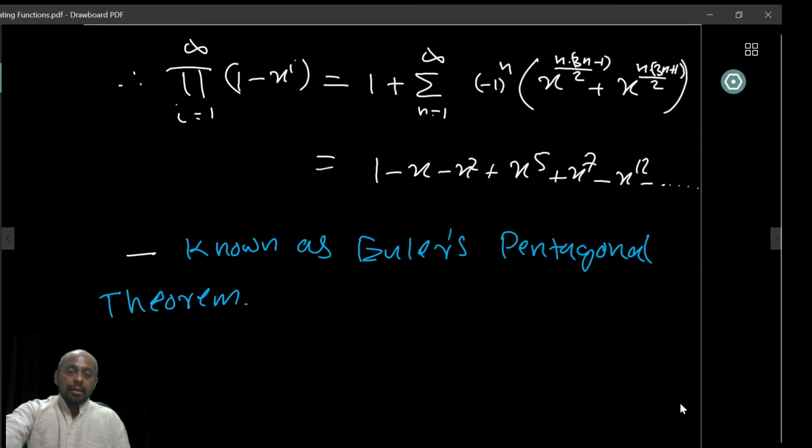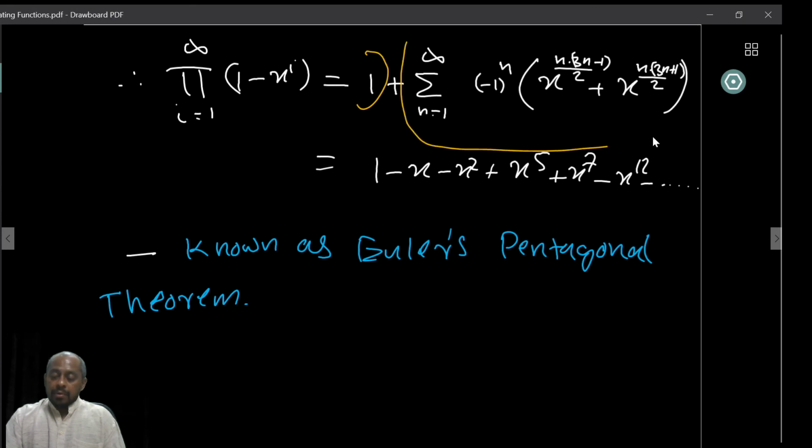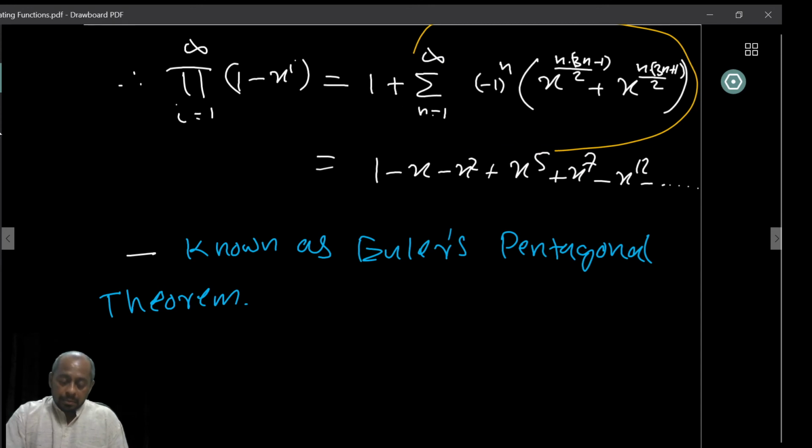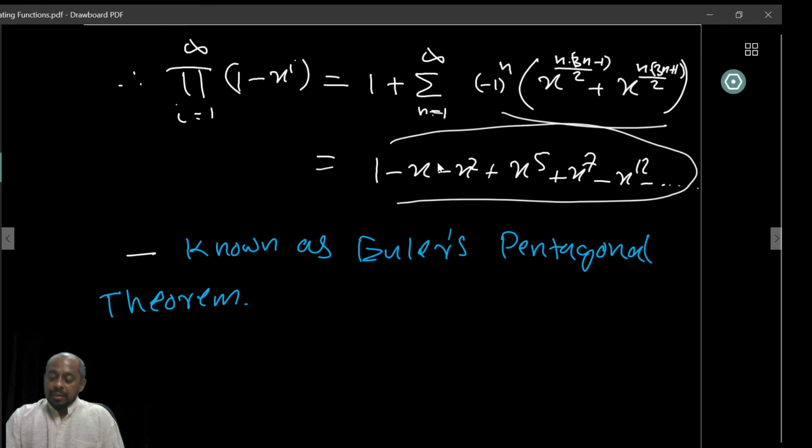So therefore, what is the summation now? The product of 1 minus x to the i is the summation, where the empty partition gives 1, and for all other partitions, the sum over n from 1 to infinity of minus 1 raised to n, and the terms where it does not cancel are x raised to n into 3n minus 1 by 2, and x raised to n into 3n plus 1 by 2. These two cases. And what are these? These are the terms like what you see here.